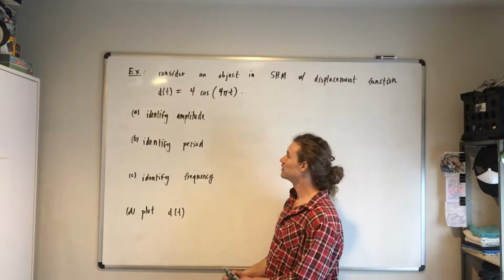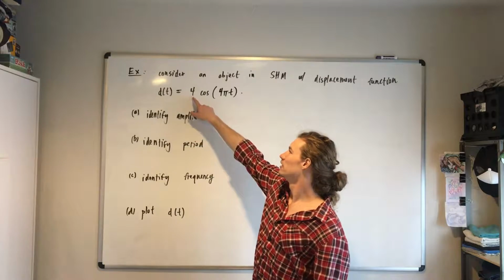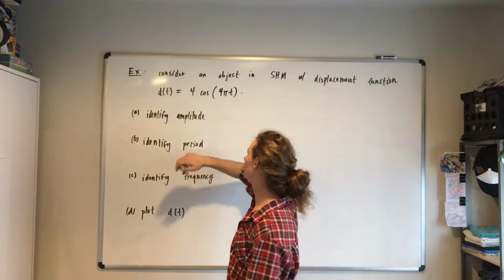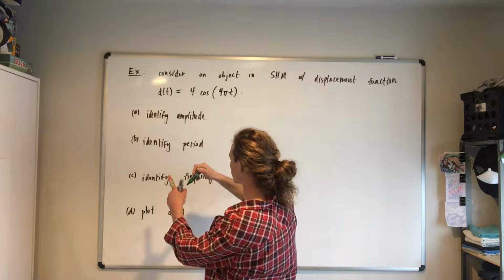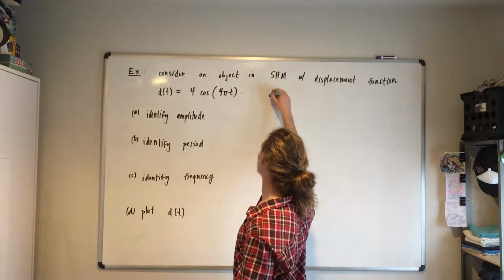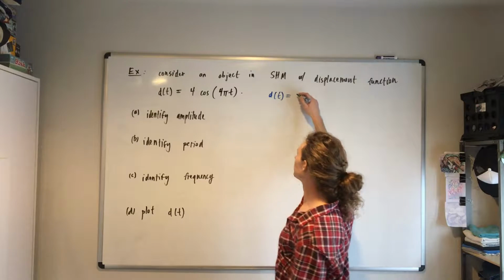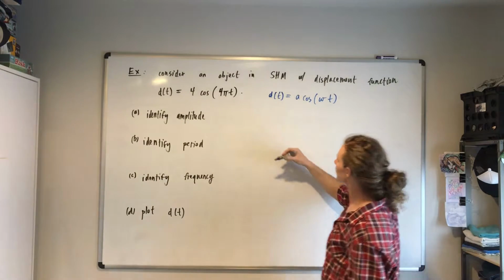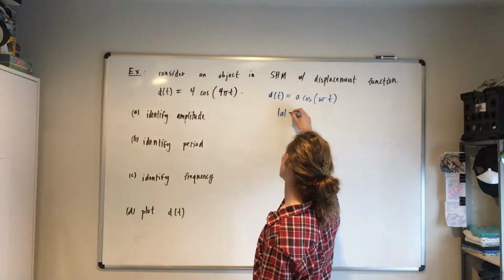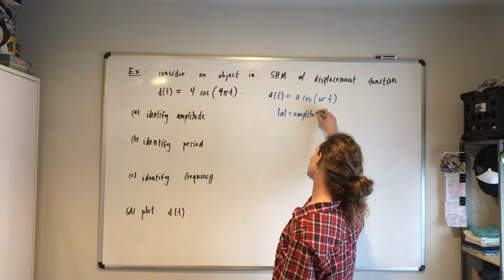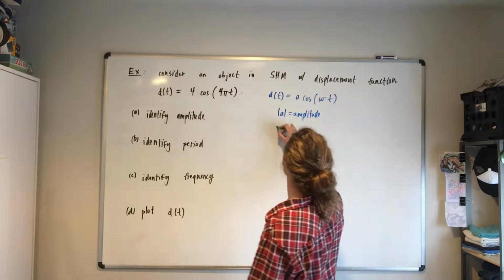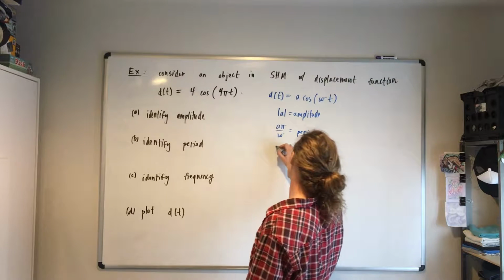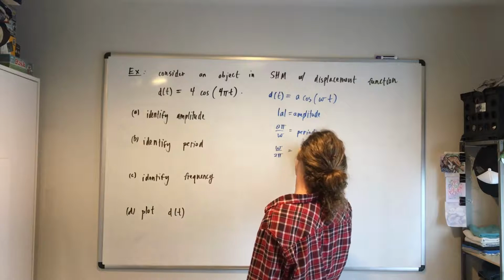So let's start with the amplitude here. We know the amplitude is given to us by the absolute value of the vertical stretch factor for our function. For example, if we were considering a form d of t equals a times the cosine of omega t, we know that the absolute value of a is going to give our amplitude. Our 2 pi over omega will be our period, and omega over 2 pi will be our frequency.